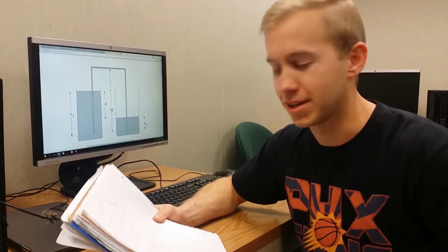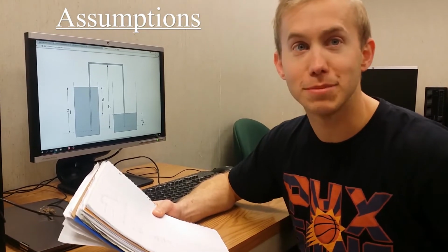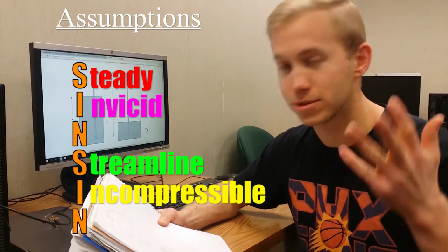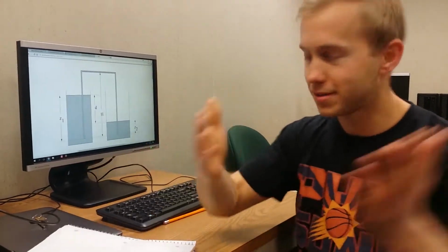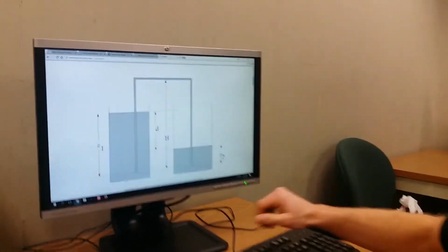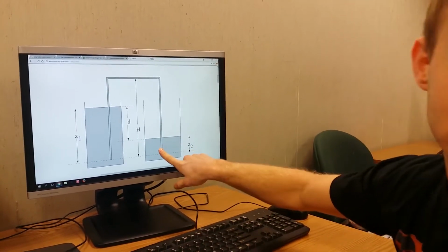So to understand the phenomenon of the siphon, we're going to use Bernoulli's equation, which takes into account many assumptions, as stated by the acronym SIN: steady, streamlined, inviscid, incompressible, no heat, and no work. Come here to this lovely diagram that we have pulled up for you. So as we are going to analyze this, we're going to start at atmospheric pressure and end at atmospheric pressure.